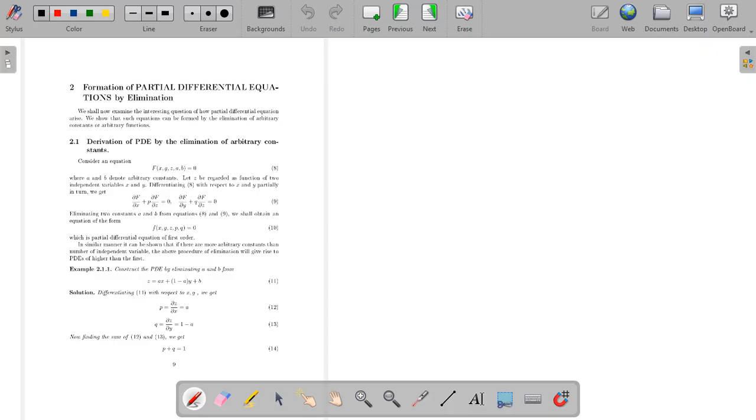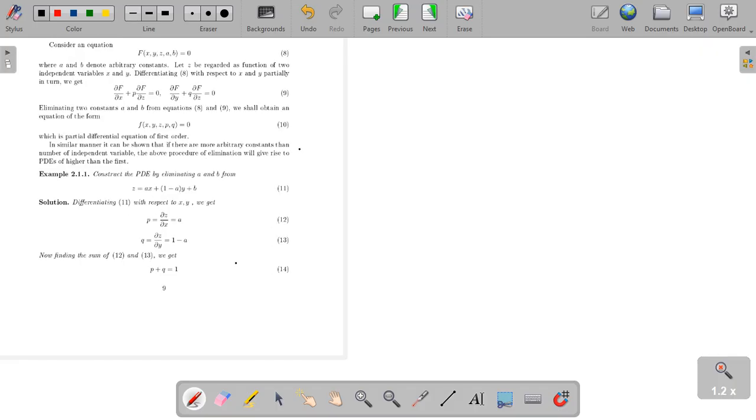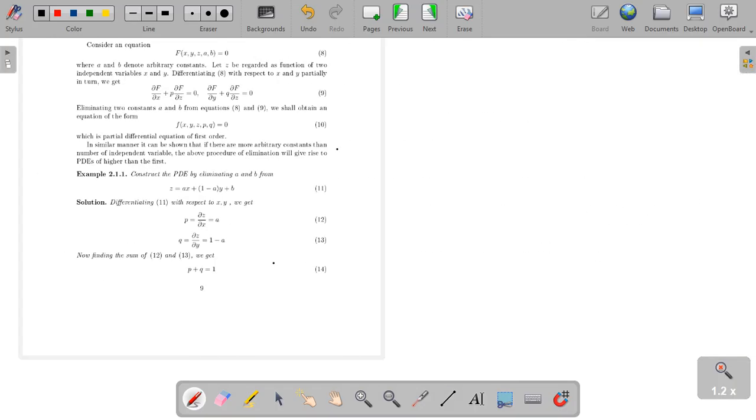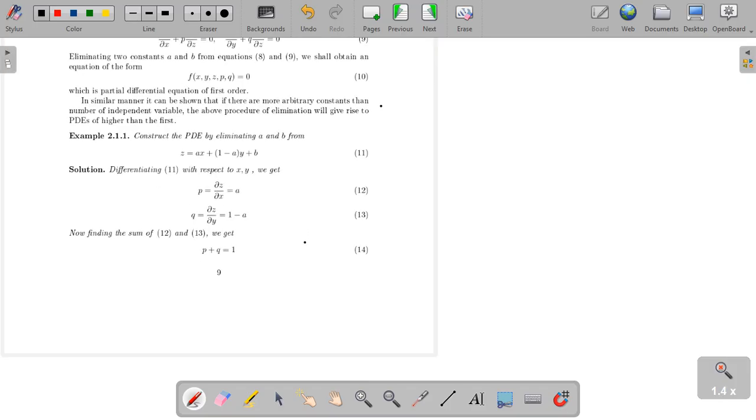We'll go straight to solving questions. The first question says that z is equal to (ax plus 1), sorry, (1 minus a) y plus b. Okay, make me shift like this.